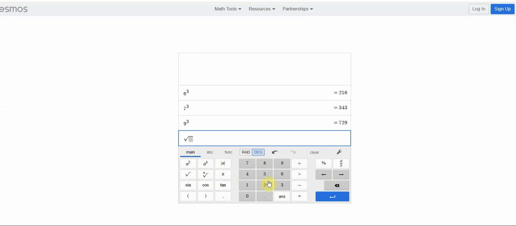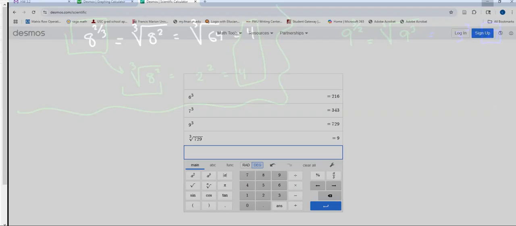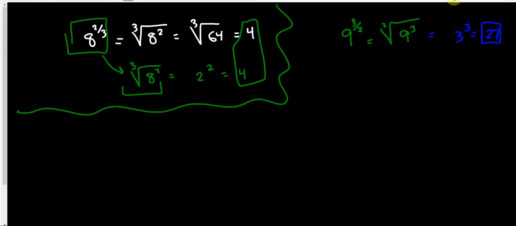So cube root, let's put the 3 in there. And then, what was the number? 729. Boom, and it gives me 9, which is hopefully what I got. I got 27. Did I mess something up? Oh, dang it, it's a square root, not a cube root. I did mess something up.